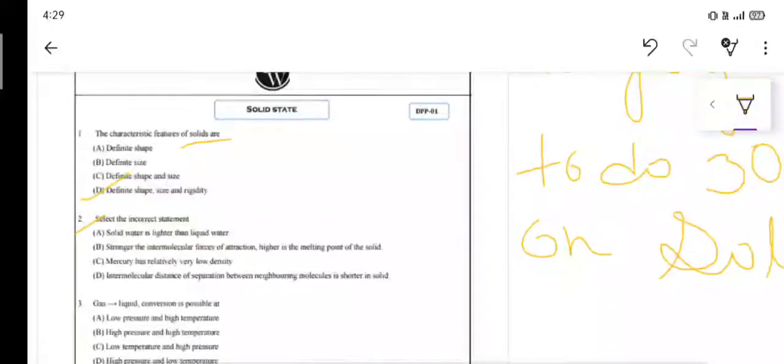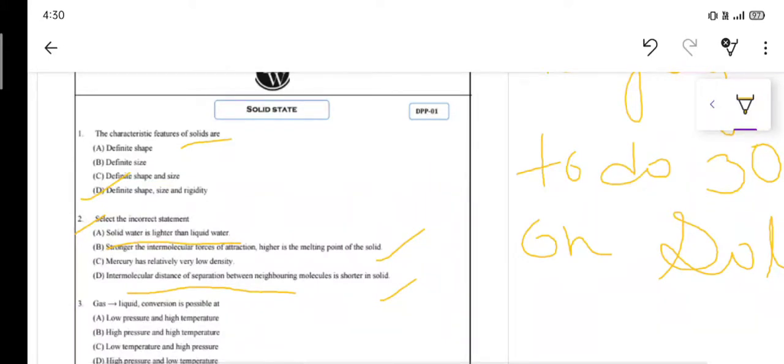Next, number two. Select the incorrect option. Solid water is lighter than liquid water. Stronger the intermolecular forces of attraction, higher the melting point of the solid. Stronger, yes, correct. Mercury has relatively very low density. Intermolecular distance of separation between neighboring molecules is shorter in solids. It is also correct.